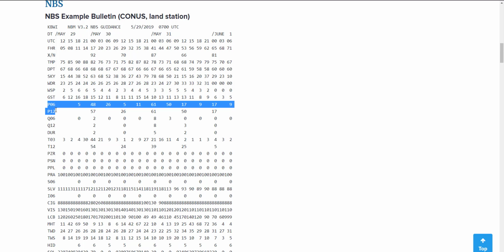Now the P6 and the P12, this would be the probability of precipitation in a 6-hourly chunk or a 12-hourly chunk, depending on what you wanted to look at. So here you can see that these are all percentages. This is 5%, 48%, 26%, 57%, 26%, and so on and so forth.